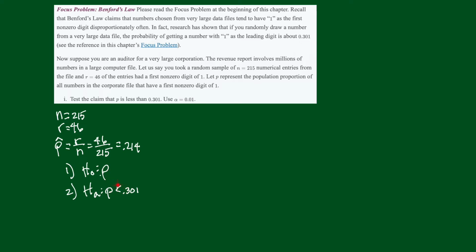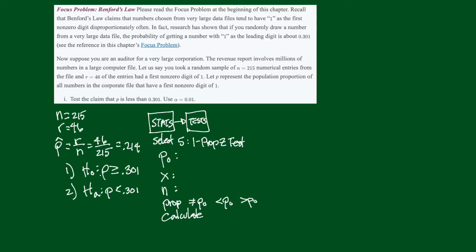Well, what's the opposite of this? What's the opposite of less than? Greater than or equal to 0.301. Now, we'll go straight to the calculator.